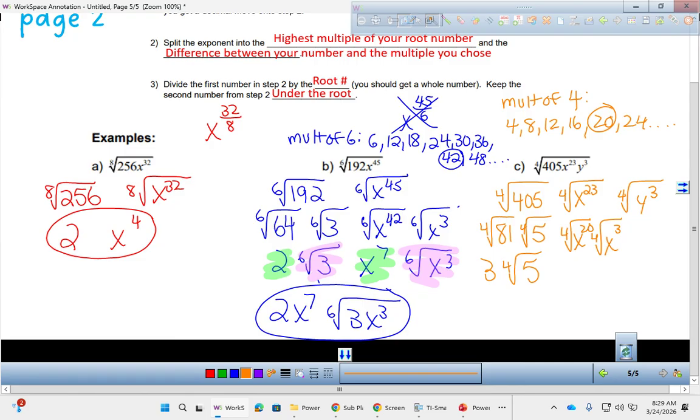So, inside number 20 divided by outside number 4 is x to the 5th. When it divides nice and cleanly, the root goes away. Inside number is smaller than outside number. That's a good sign to tell me I'm done with this one.